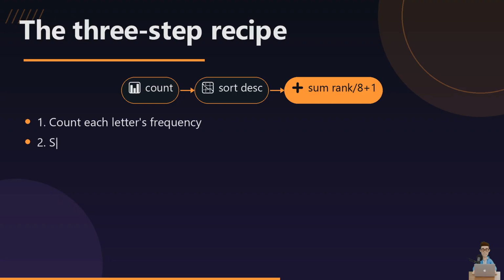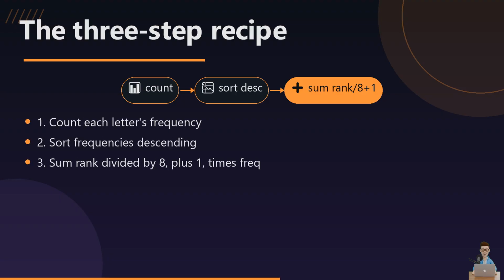Now let's turn what we just learned into a simple, repeatable recipe. Step 1. Count how often each letter shows up. Step 2. Sort those counts from highest to lowest. Step 3. Go through each one and multiply its frequency by its group number. To find the group number, take its position in the sorted list, divide by 8, round down to a whole number, then add 1. That's just a math way of saying which group of 8 this letter is in. That's the entire algorithm, start to finish.